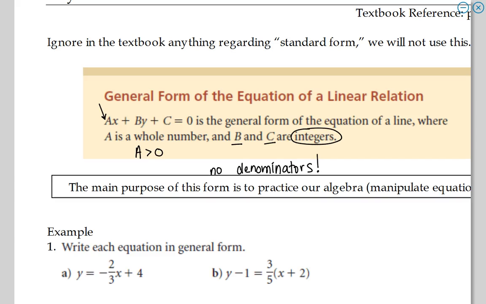Because they're restricting you to whole numbers, so integers, no fractions, so no denominators, which you guys will probably like. The general form, while it's not very useful in terms of building equations or drawing graphs, is nice because there's no fractions.